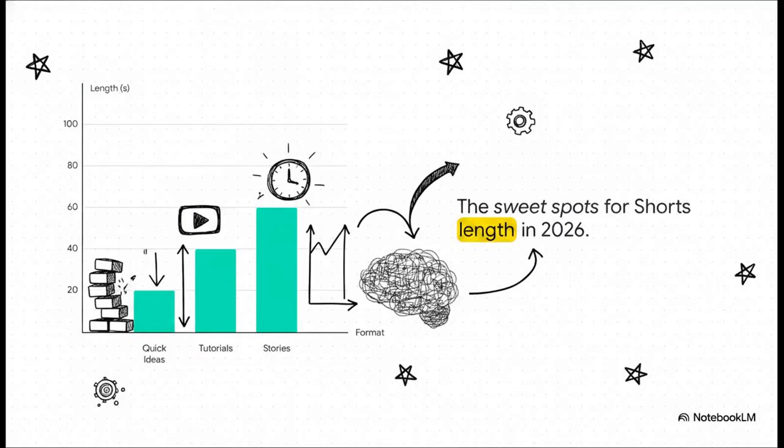Now, even though our Earth's core trick relies on a 6-second loop, the broader data tells us the sustainable sweet spot for 2026 actually sits in the 30 to 45-second range. Really short, sub-15-second videos have collapsed in reach lately because they simply can't clear the absolute watch time bar.